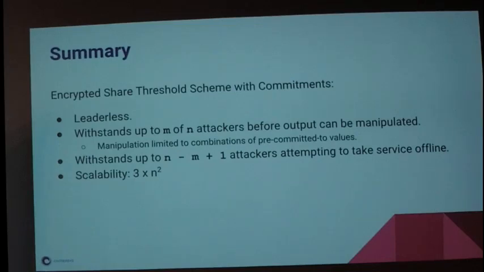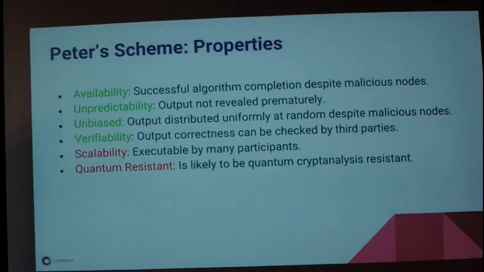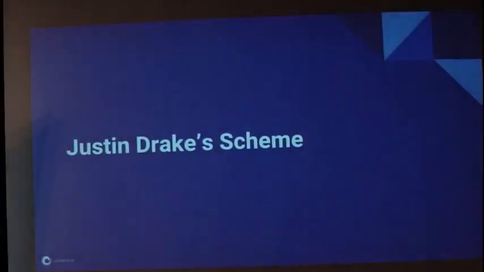So it's a leaderless scheme, which is good, and it withstands attacks up to m of n. So really it's about 50%. But its scalability is not too good because you've got to have 3 times n squared communications, so that's quite a lot. So yeah, you're certainly missing out on the scalability, and I think the unbiased, maybe I should have had that in a darker green or brown, because if you've got enough colluding people, you could bias it.